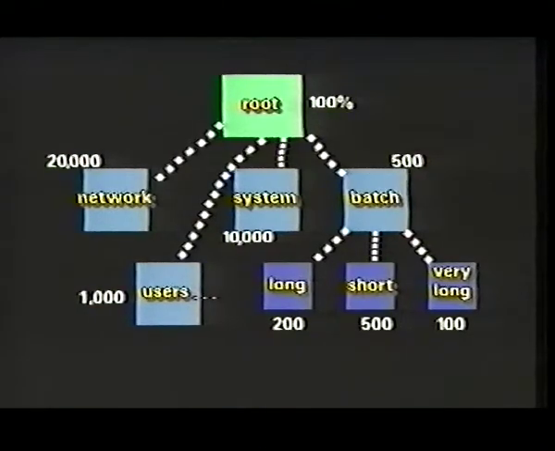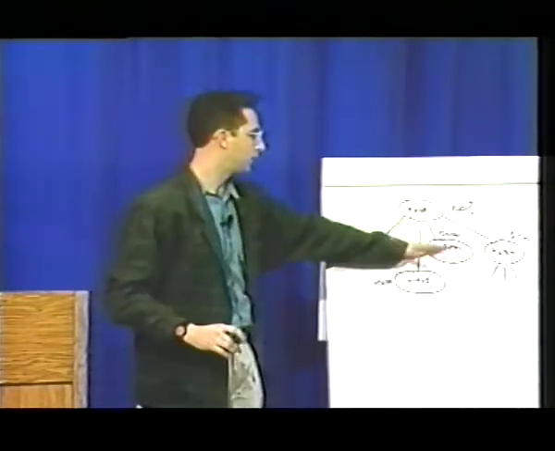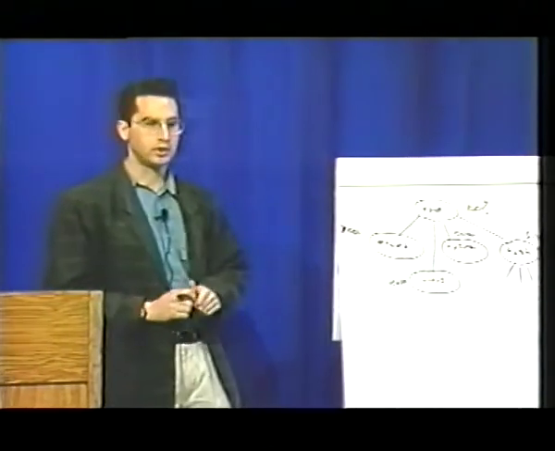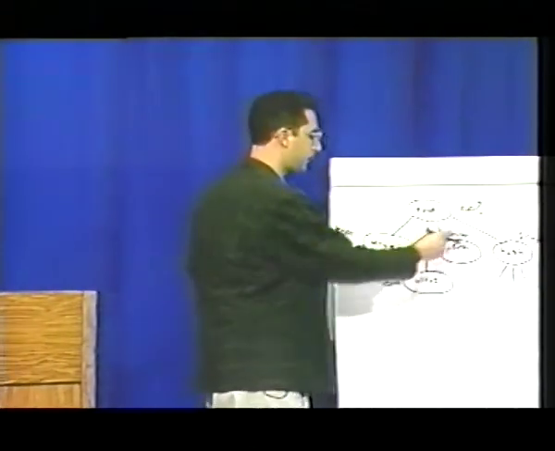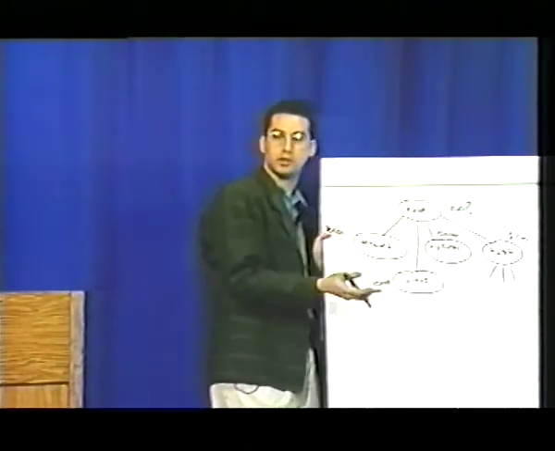We can give batch 500. So don't ignore these. You have to have these. So you're only playing with batch and users. Let's say I want to assign 1/3 of the machine to batch. So I give him 500 shares as compared to 1,000. Each of the batch queues I'll assign just like users.